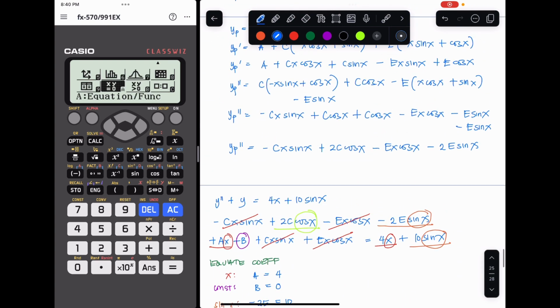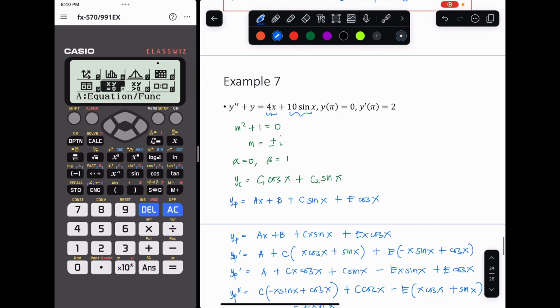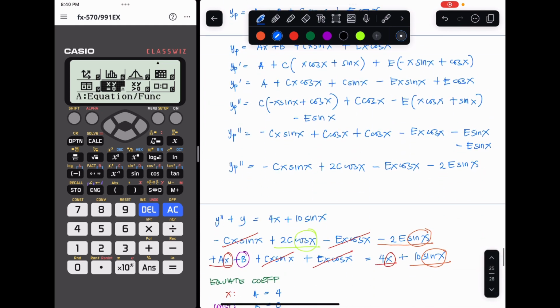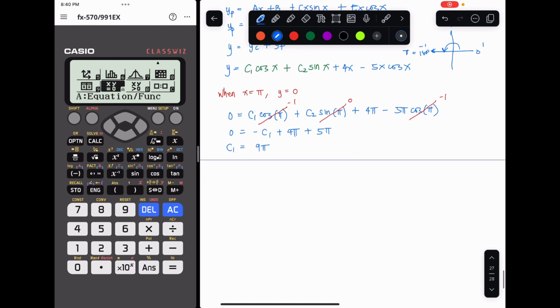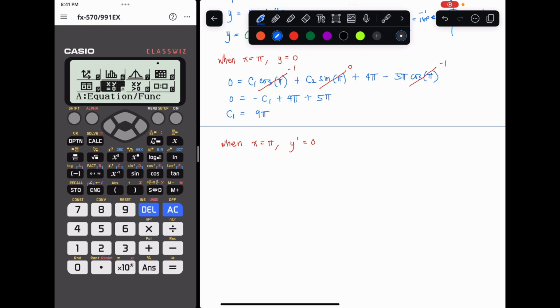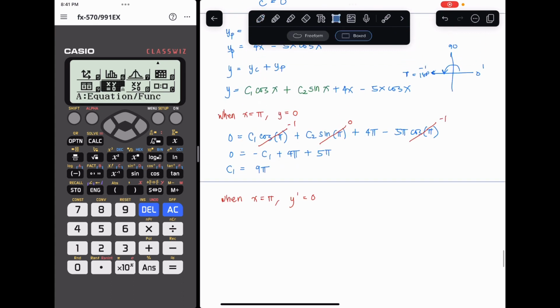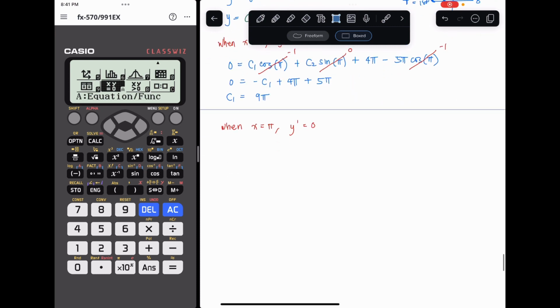But then another value is given. That is when x again is pi, y prime is 2. But then what we have here, copying the general solution, is only for y. What we are given here is y prime, so we need to find what y prime is.